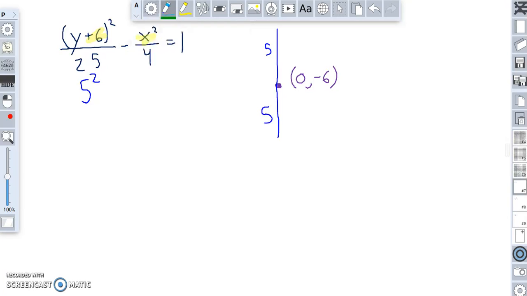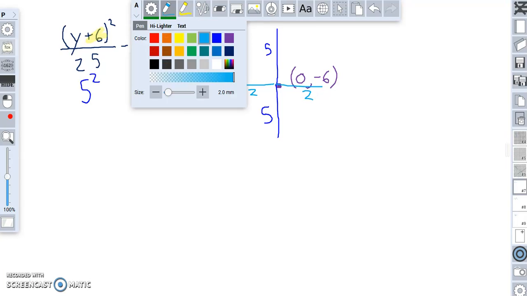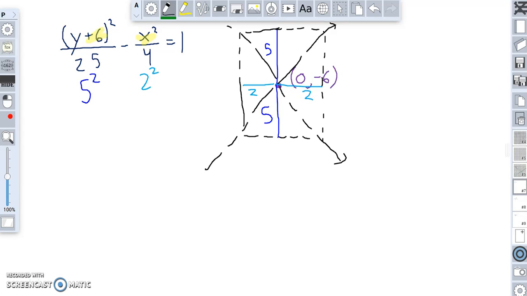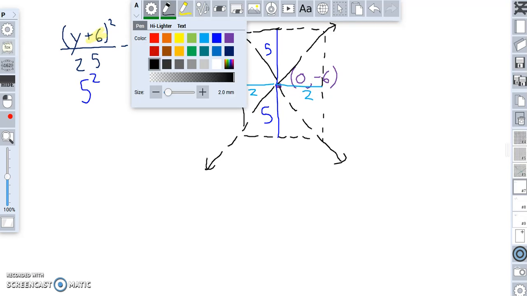And in the x direction, I'm going to be moving 2. 2 to the right, 2 to the left. And I'm going to use those to create a box. And my asymptotes are going to be the diagonals through this box. So even without a graph, I can already tell stuff about these asymptotes.